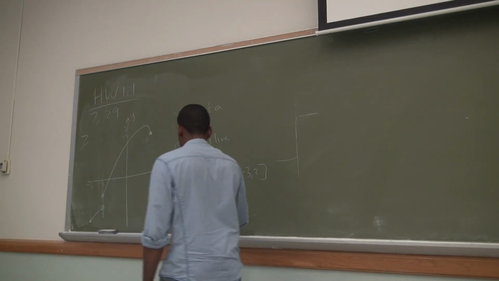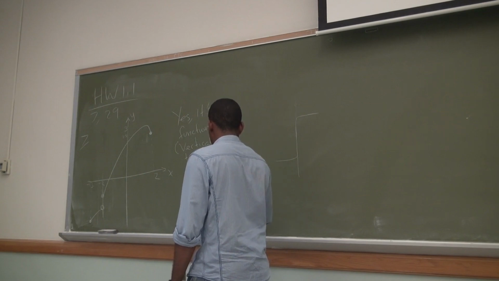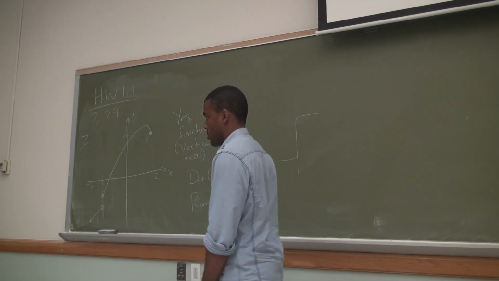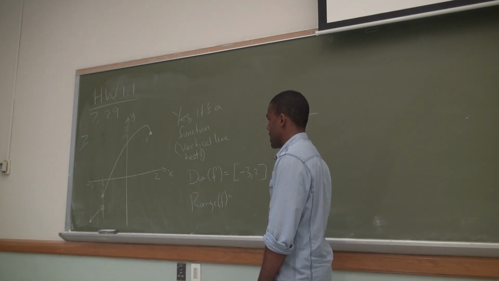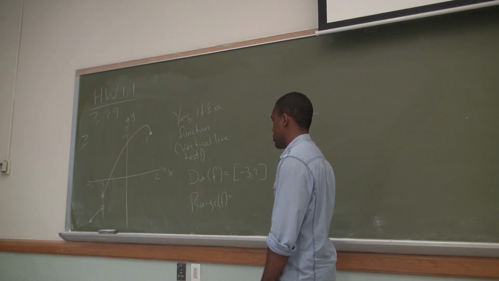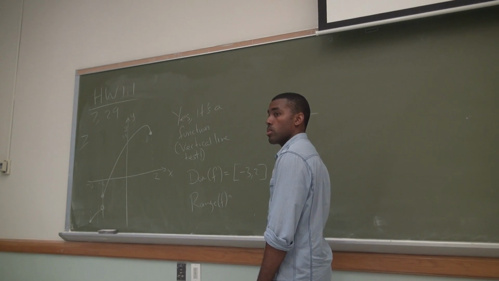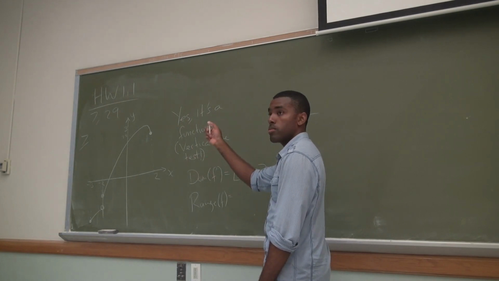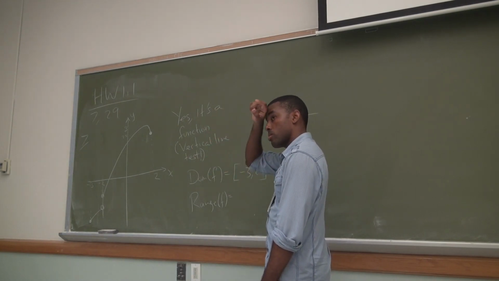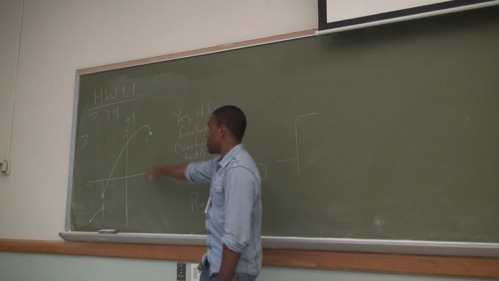Professor, for the domain in WebAssign, I put it as a square bracket -3, comma -2. No, that would be wrong. But I'll show you what's correct. What is accepted? WebAssign changes the numbers. Not everyone gets the same numbers. WebAssign will change the numbers.